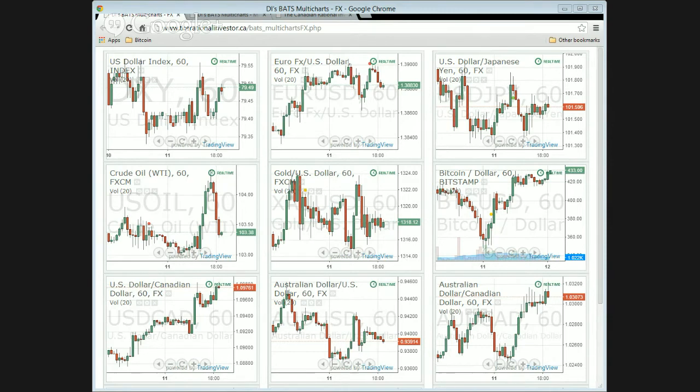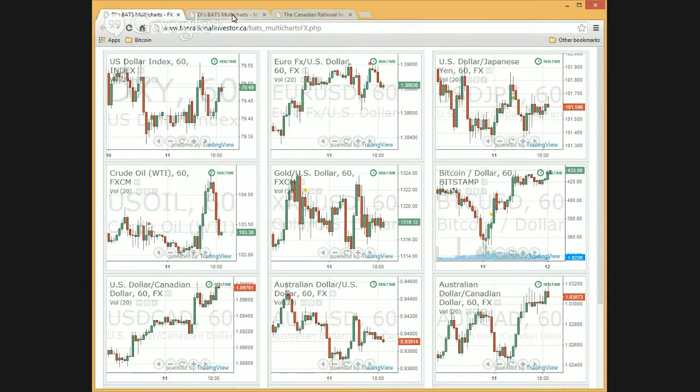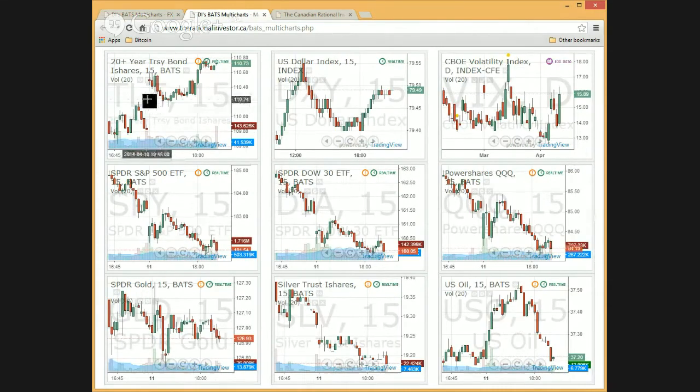So this is my grid that you're looking at on the screen right now. These are basically the markets I like to keep an eye on after-hours trading. During market hours, I like to have this grid up, basically showing the bonds, US dollar index, volatility index, S&P 500, Dow, NASDAQ, the gold, the silver, and the oil.